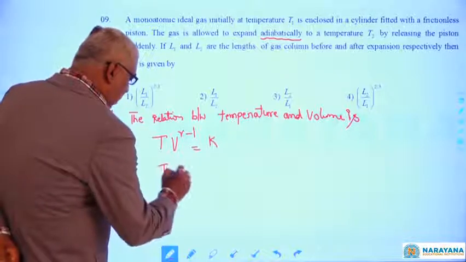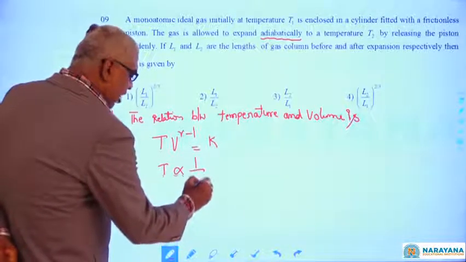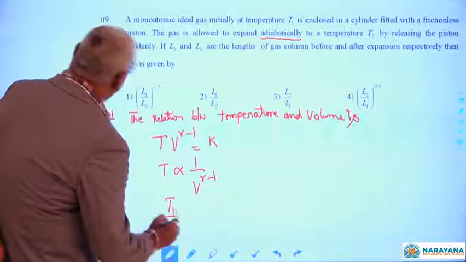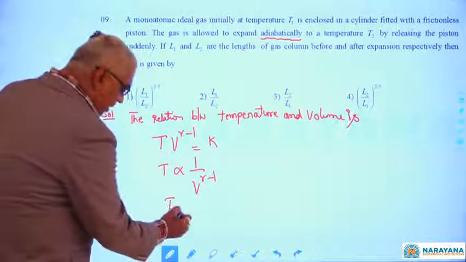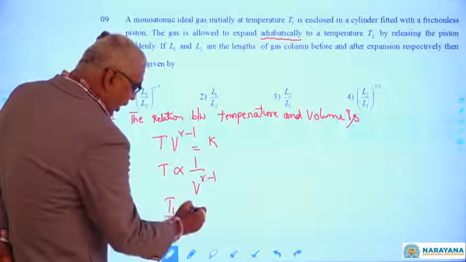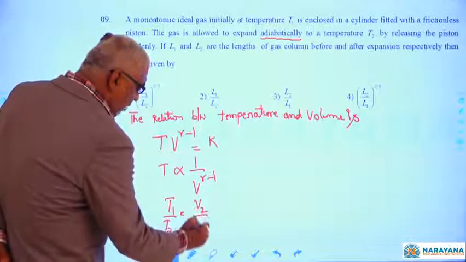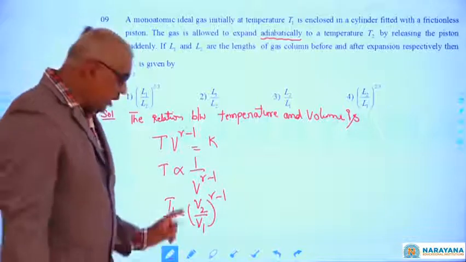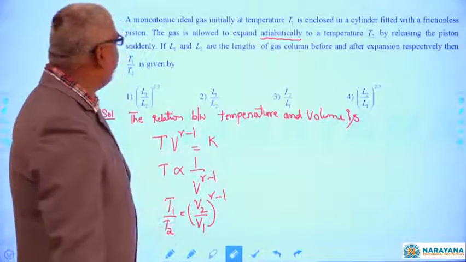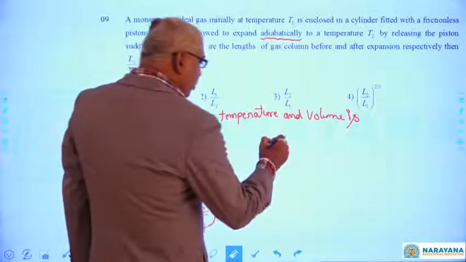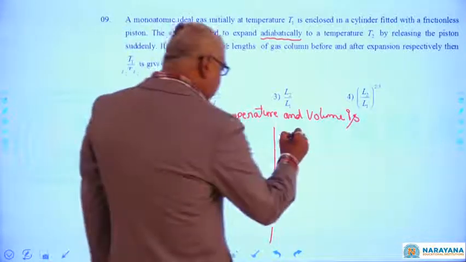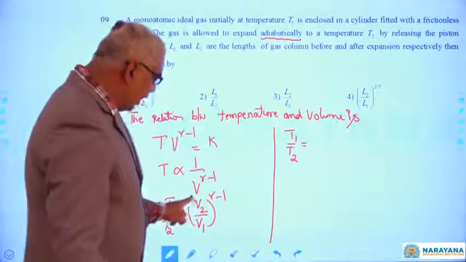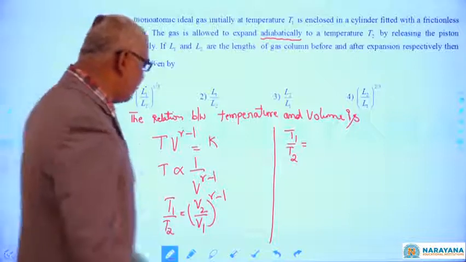From this, T is proportional to 1 by V to the power of gamma minus 1. After that, T1 by T2 is equal to V2 by V1 whole to the power of gamma minus 1. So what actually we are having here? T1 by T2 is equal to V2 by V1.